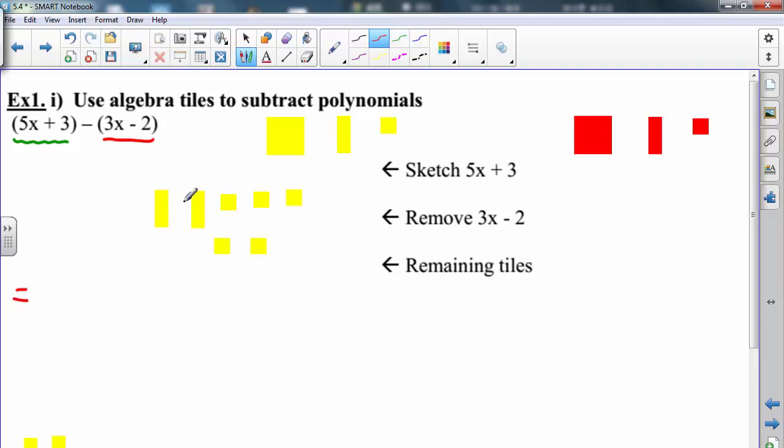These 2 yellow rods mean I have 2x. Then I have 5 yellow little squares left. This one means plus 5. So if I use the algebra tiles, I can get this one minus this one is 2x plus 5.